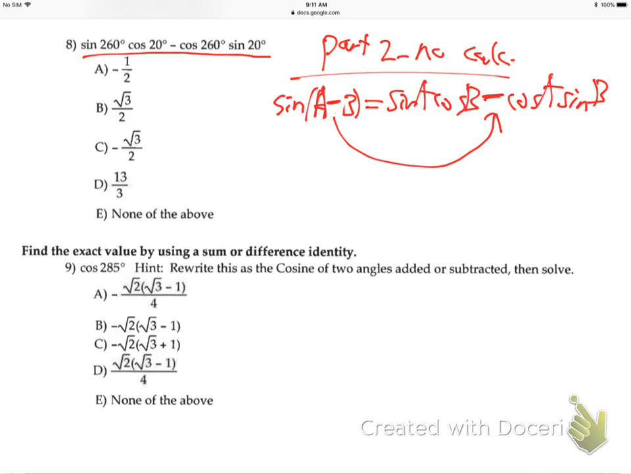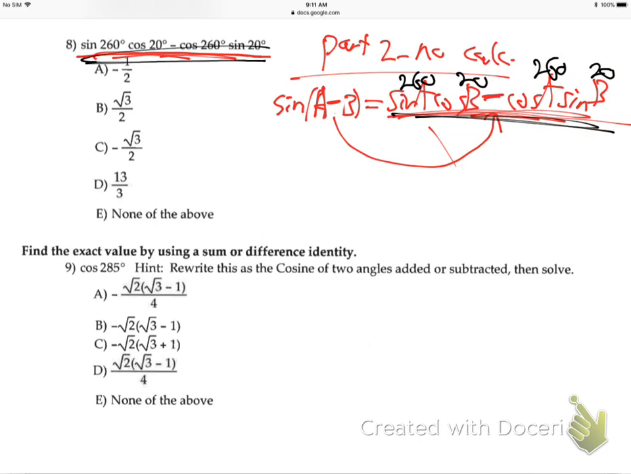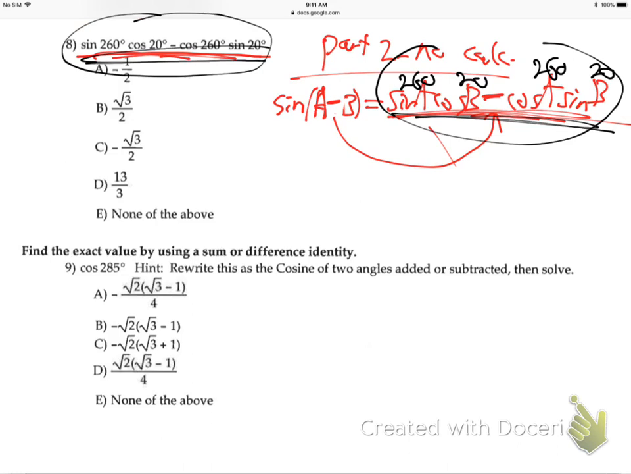So when you see this, you should think, oh, that's this right here. And what's the A? The A is the 260, and the B is the 20. See, isn't that exactly this? Same thing. So what is all of this equal to? It's equal to the sine of the first angle minus the second angle, the 260 minus the 20. Does everybody see that? Which is the sine of 240. So can you find the sine of 240 now?